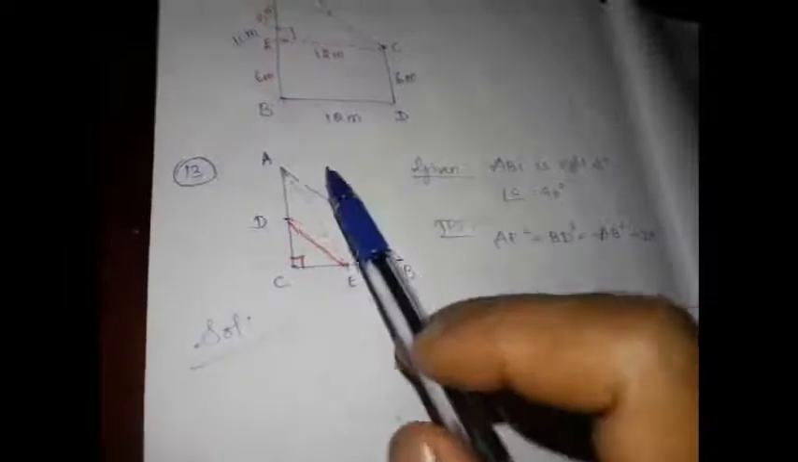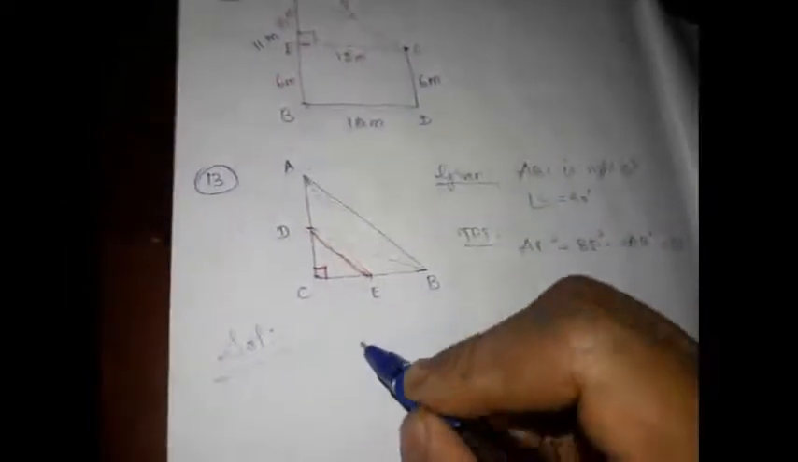So where is AE? AE is here. Therefore, consider triangle ACE. Angle C is 90 degree, right? Consider triangle ACE. In that, angle C is 90 degree. Therefore, by Pythagoras theorem, what do we know? This is our hypotenuse, right? AE square will be equal to AC square plus CE square. Right? We found our AE square.